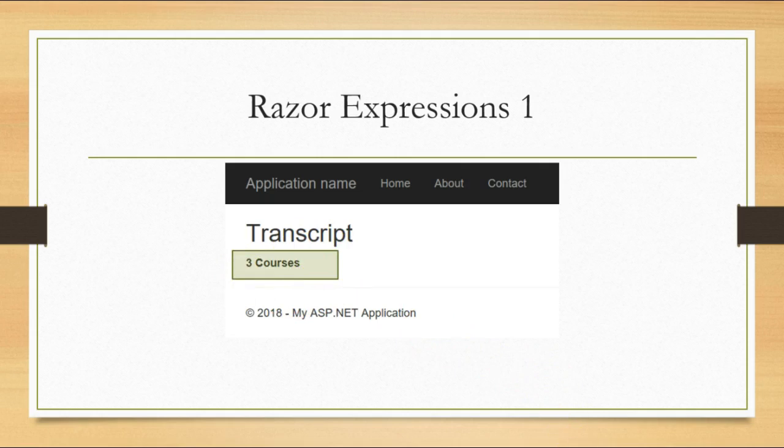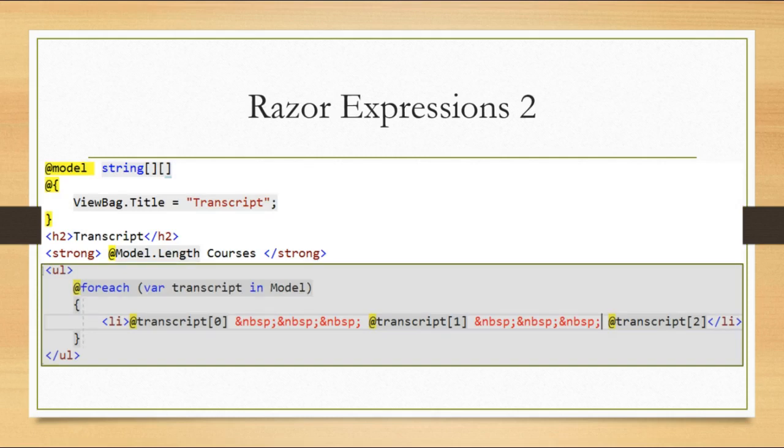Looks like I had some more Razor expressions. Again, we're going to add a mixture of C# and HTML. This is our transcript code for the view. This is what we had before. The stuff that's highlighted here is what we're adding. Keep in mind, our model is a two-dimensional string array.